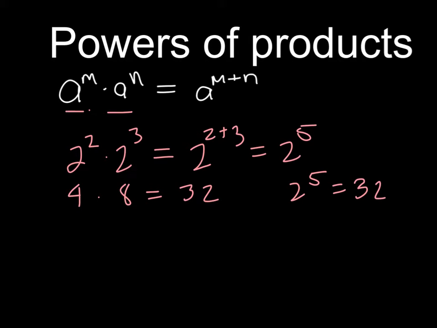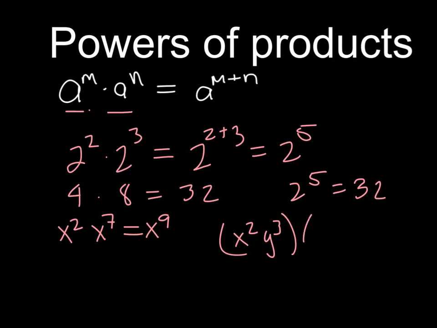We can do this with variables, though. We can do x to the 2nd times x to the 7th, and that will be equal to x to the 9th. We can do it with two variables at once. If we have x to the 2nd, y to the 3rd, and we're multiplying that by x to the 5th, y to the negative 1.